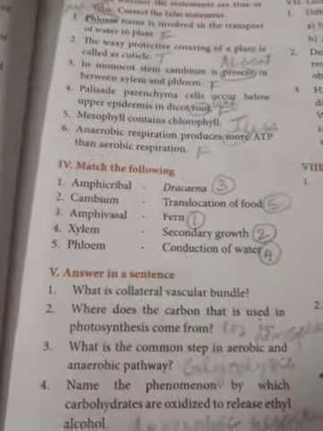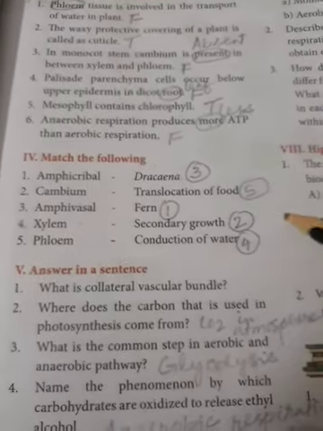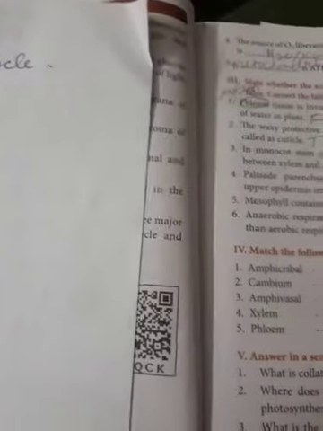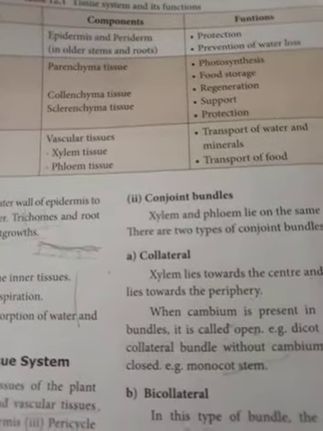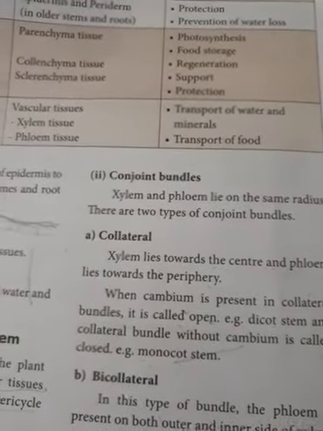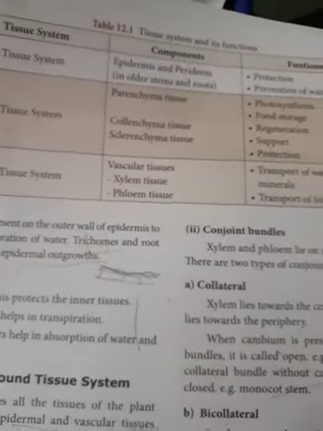Now answer in a sentence. What is collateral vascular bundle? You have to go to the page number. Collateral, beginning of this chapter, collateral vascular bundle. This is page number 174. Collateral: xylem lies towards the center and phloem lies towards the periphery. That you have to write.